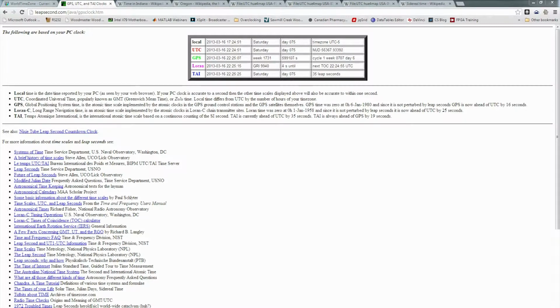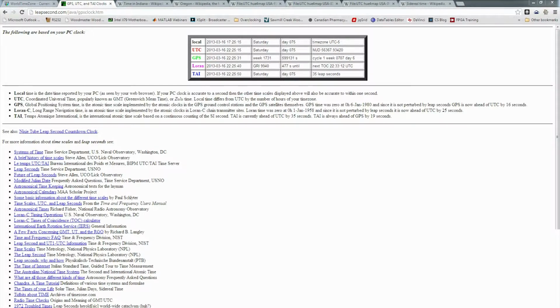GPS time does not use leap seconds, a simplifying assumption to position calculations based on the time of propagation for a signal. There is currently a 16-second difference between GPS time and UTC. Astronomers use sidereal time, synchronized precisely to certain fixed stars. This greatly aids in accurately pointing their telescopes.